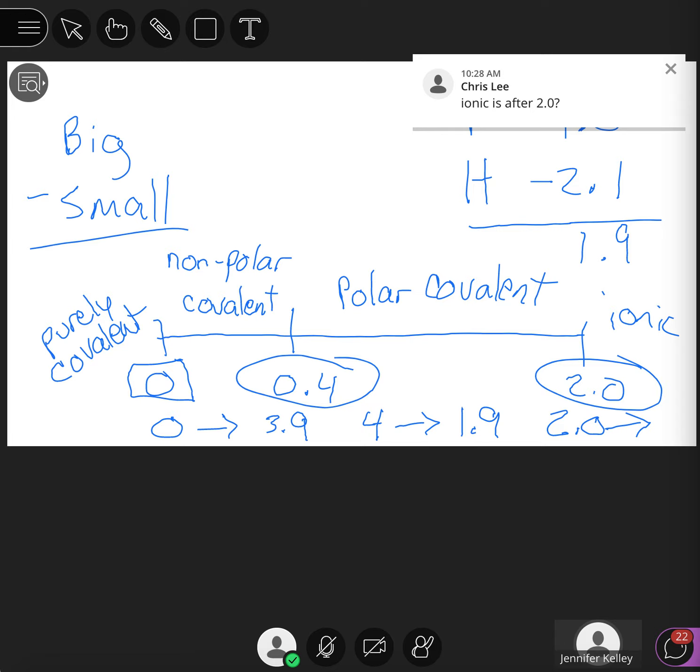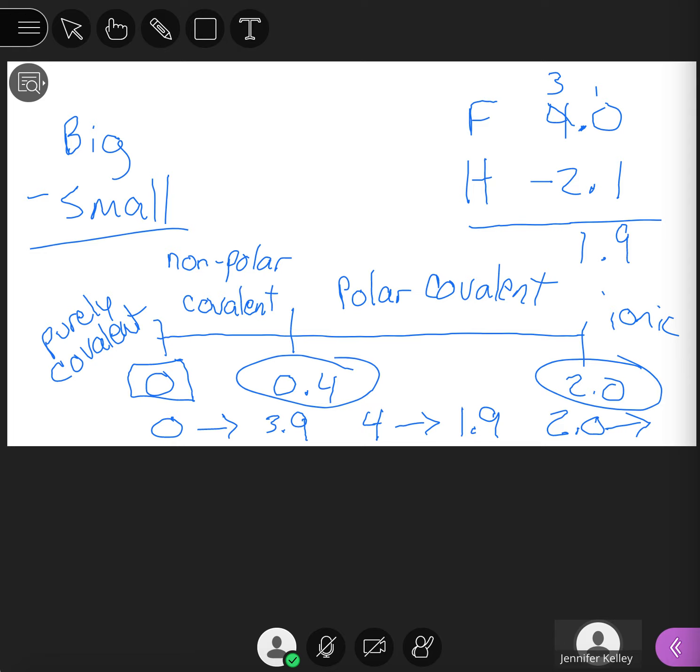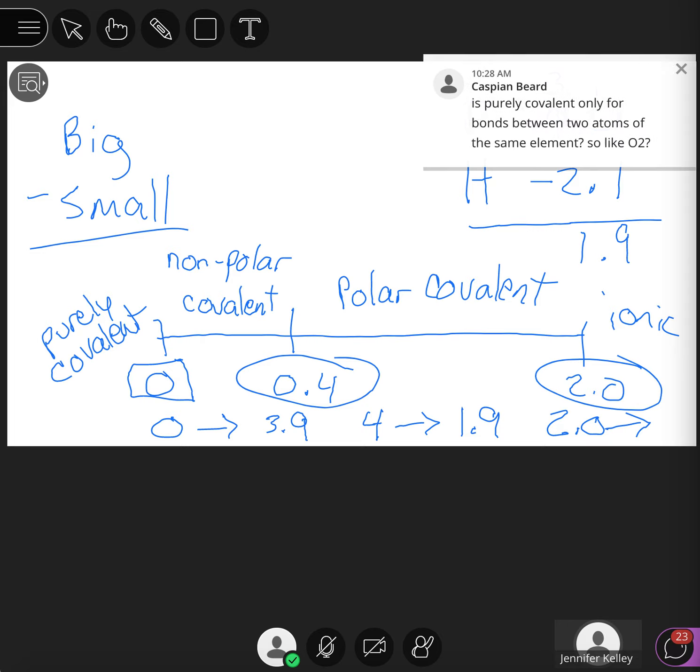In the textbook, it's figure 4.5. It gives you all the values. That's where I got the 4 and the 2.1.